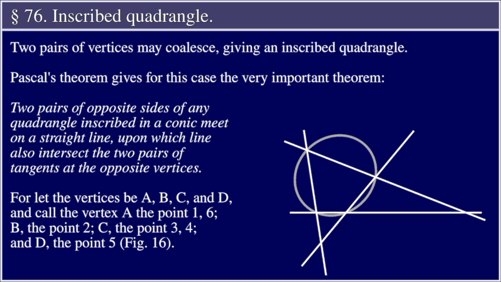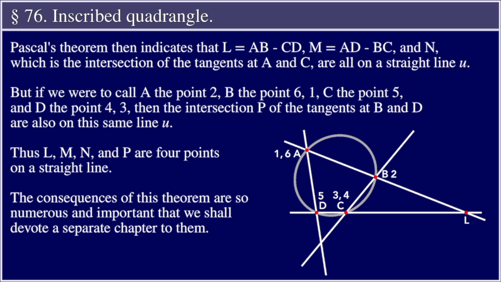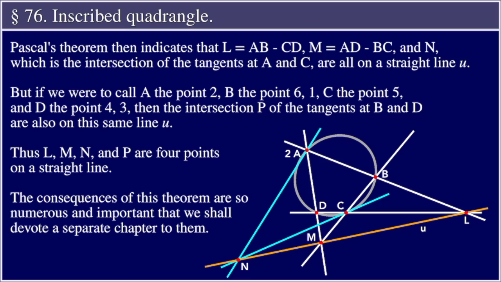For let the vertices be A, B, C, and D, and call the vertex A the point 1,6, B the point 2, C the point 3,4, and D the point 5, figure 16. Pascal's theorem then indicates that L, the intersection of AB with CD, M, the intersection of AD with BC, and N, the intersection of the tangents at A and C, are all on a straight line U. But if we were to call A the point 2, B the point 6,1, C the point 5, and D the point 4,3, then the intersection P of the tangents at B and D is also on the same line U. Thus, L, M, N, and P are 4 points on a straight line.